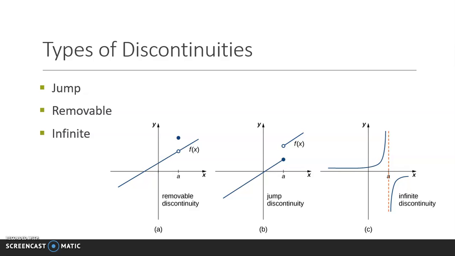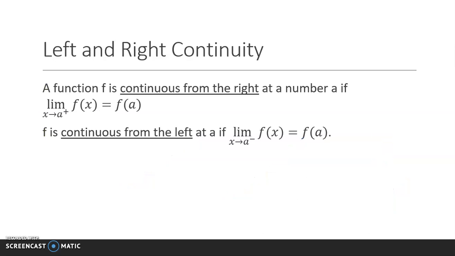Now let's talk about continuity from the left side or the right side. A function is continuous from the right at a number if the limit from the right side of that number is equal to evaluating the function at that value. So that means that if I have a removable discontinuity or a jump discontinuity, it might be continuous from the right or the left.